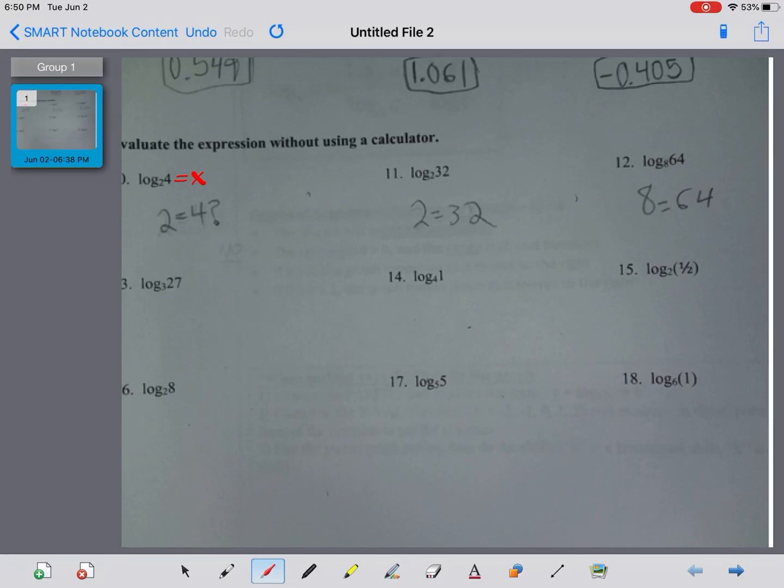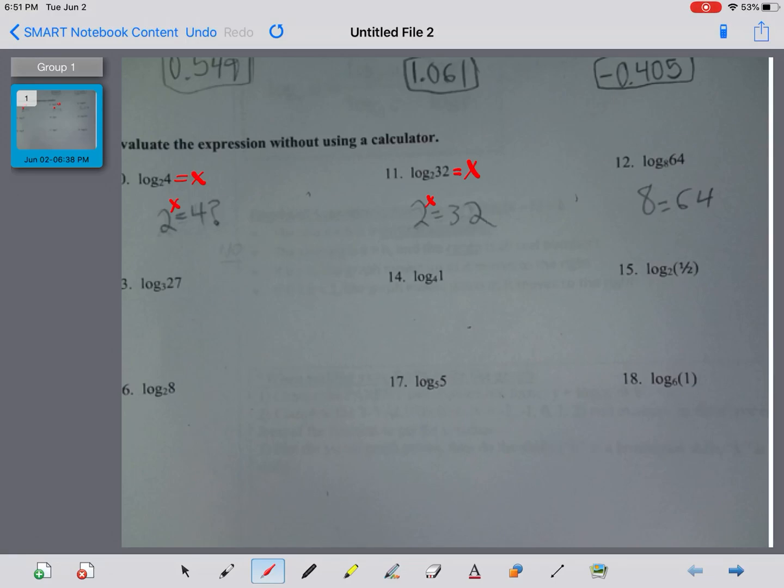And when you translate that from logarithm form to a regular expression, what's after the equal sign in log form is actually your exponent. So it should be 2 to the what equals 4. And in number 11, it should be 2 to the what, because we don't know what the log base 2 of 32 is. So really it's 2 to the what equals 32.